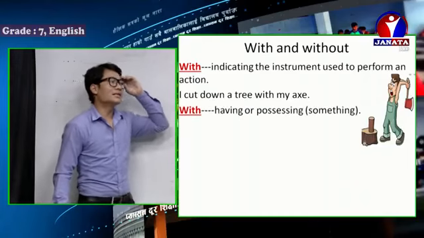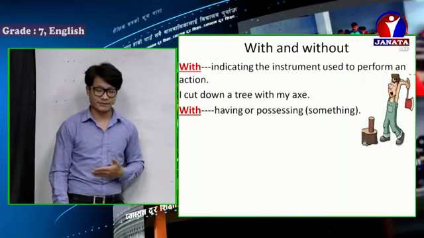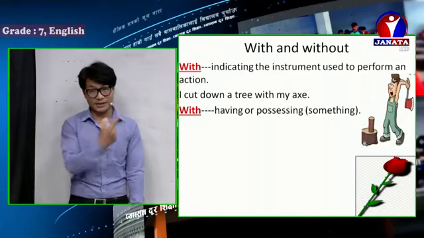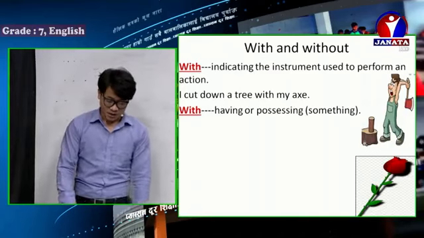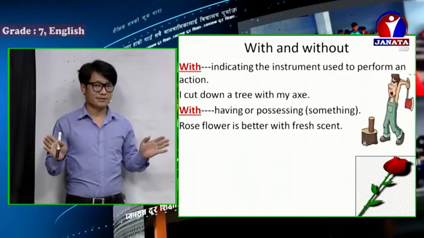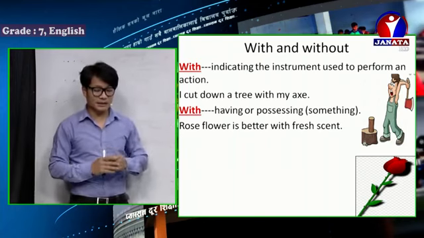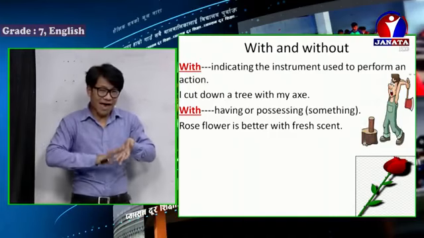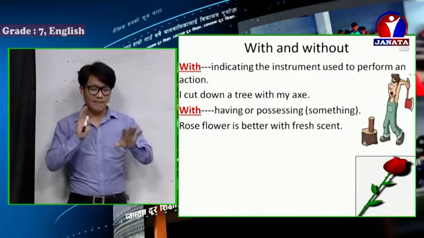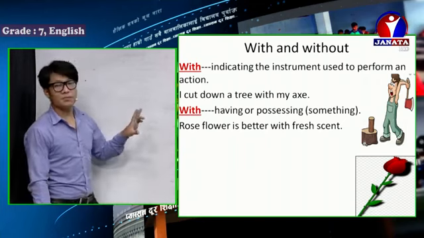And also with can be used for having or possessing something. See this example, rose flower. You can see the rose flower is here. Example, rose flower is better with fresh scent. With fresh scent. So you can say that the rose flower is better having fresh scent. And in the place of having, we can use with as a preposition. Rose flower is better with fresh scent. So these are examples of the preposition with.